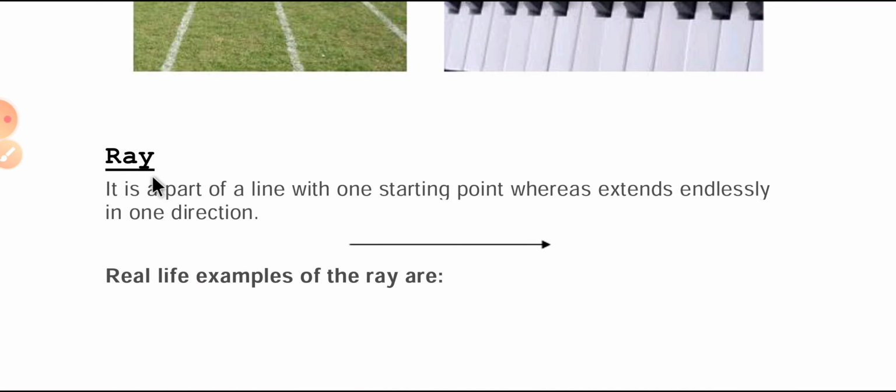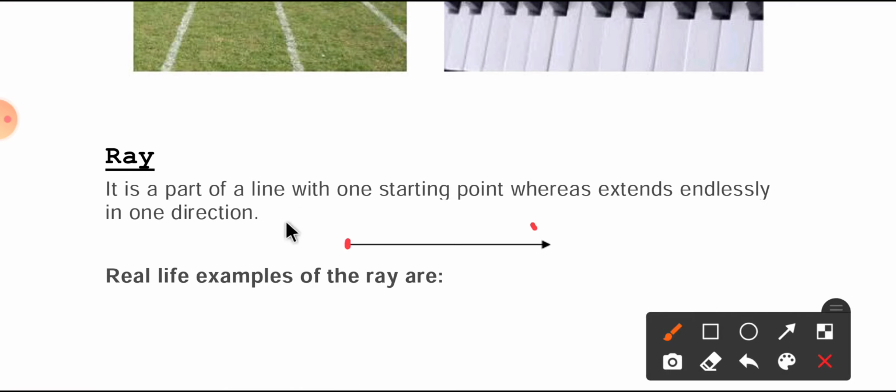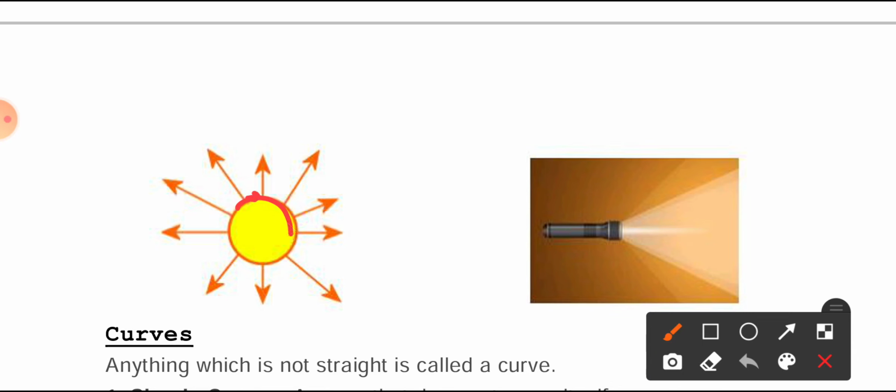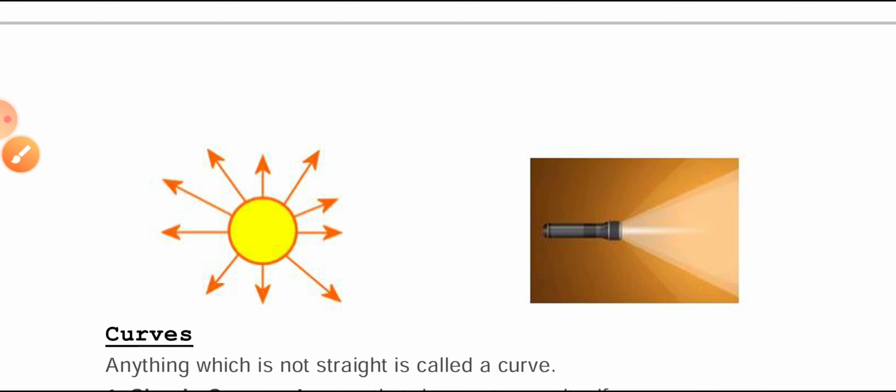The next is ray. It is a part of a line with one starting point which extends endlessly in one direction. As we have seen, a line segment has two endpoints, a line does not have any endpoints, and a ray has one endpoint and in the second direction it extends endlessly. What does ray mean? It has only one endpoint and we can extend it in one direction. So this is a ray. You can see the real example, sun rays. It has one endpoint and it can extend anywhere. Or you can see the torch light.